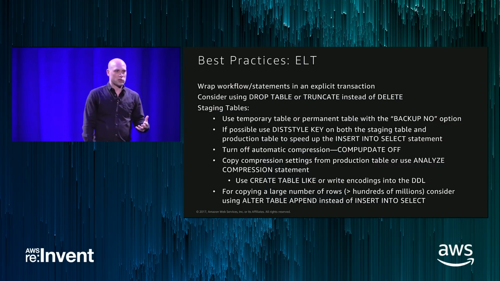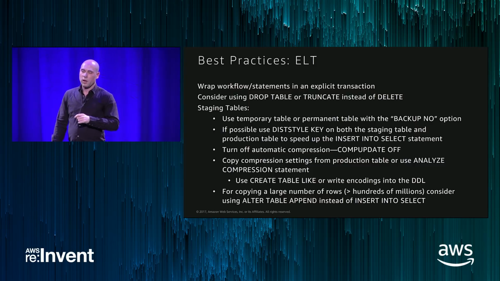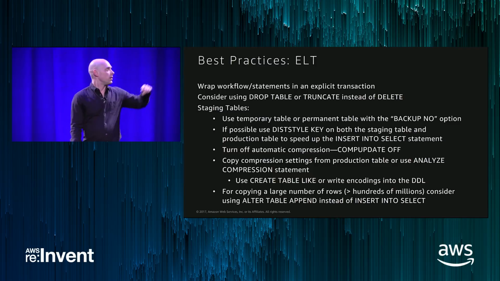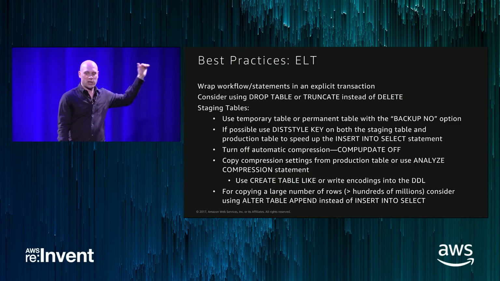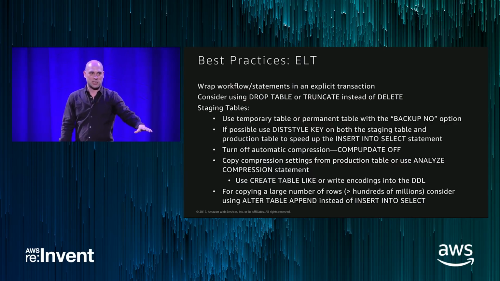If you do need to use a permanent table, consider turning off backups so that the data is not being synced to S3. Keep the same dist keys on both tables for faster performance. Set the compression to off, or make sure your table actually has compression settings baked in.